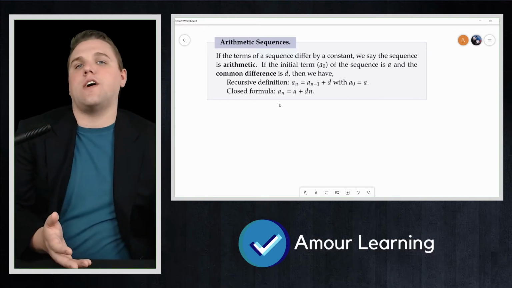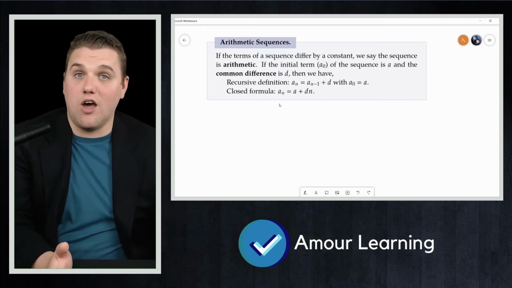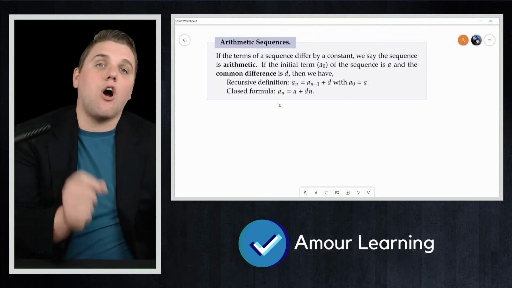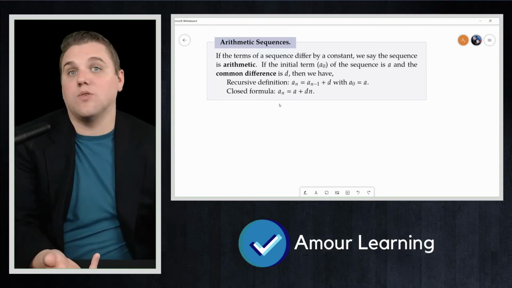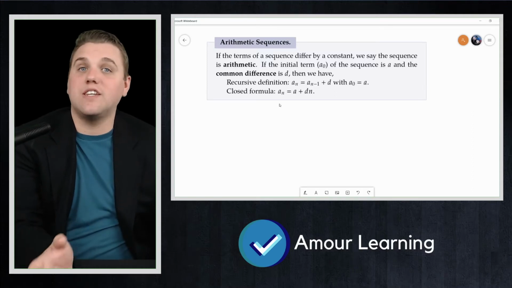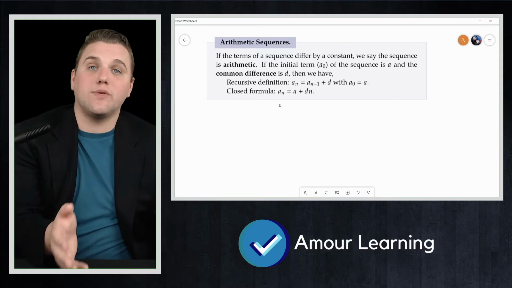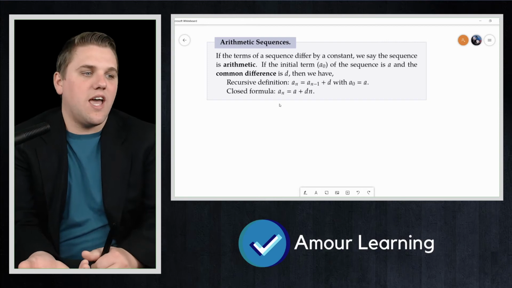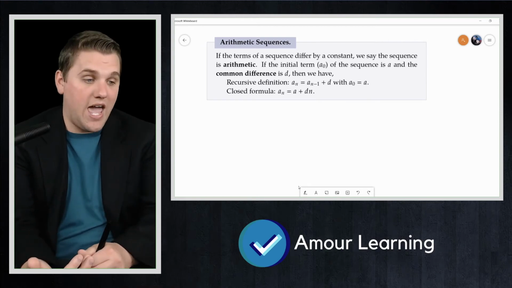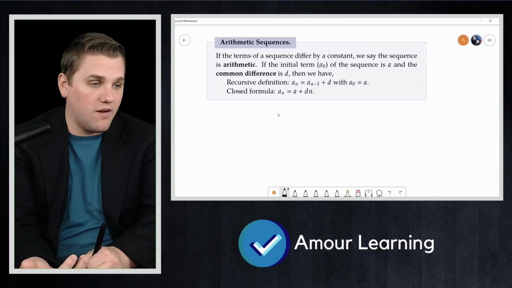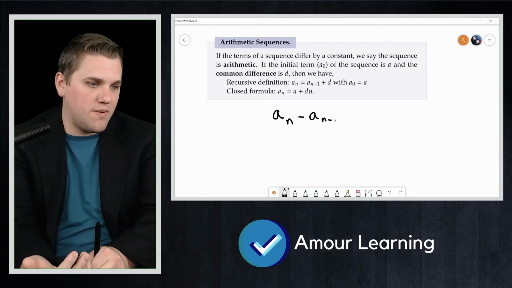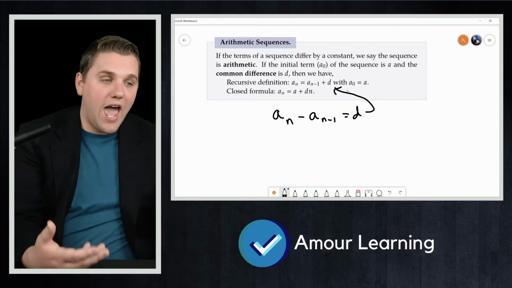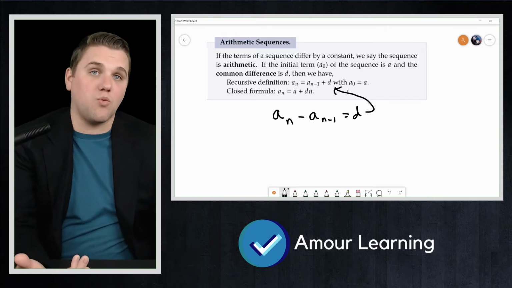So for the recursive definition, we need to specify a naught. Then we need to express an in terms of an minus 1. If we call the first term a, then a naught equals a. For the recurrence relation, by the definition of an arithmetic sequence, the difference between successive terms is some constant, say d. So in that instance, an minus an minus 1 equals d. The difference between each successive term here is d. This is just another way of writing that right there. In other words, a naught equals a and an equals an minus 1 plus d.